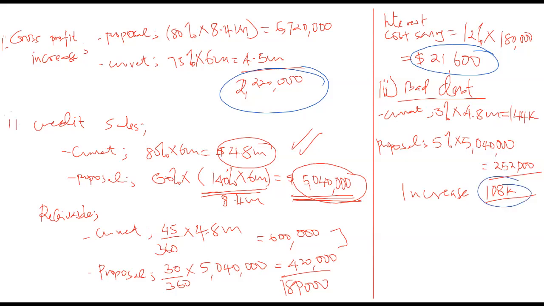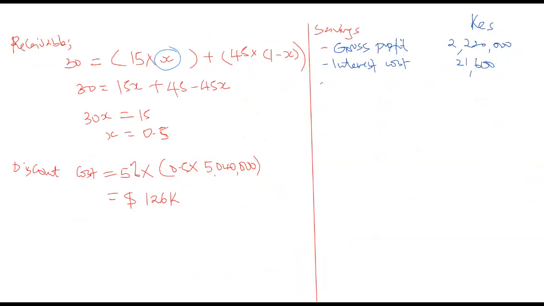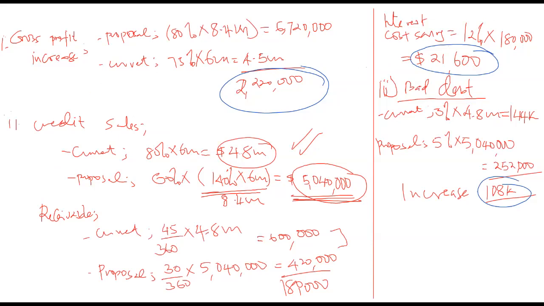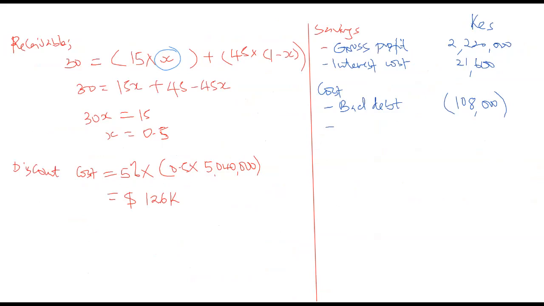So cost, there's an increase in bad debt of 108. So these are costs, so first is the bad debt increase of 108,000. These are costs, therefore subtract. Go back to the next working. There's another discount cost here, the discounts you are giving to customers. Discount cost of 126,000.